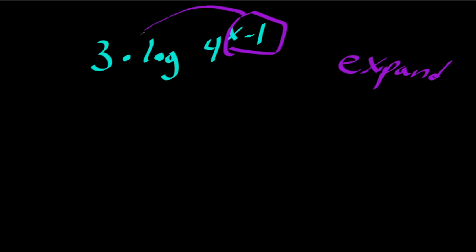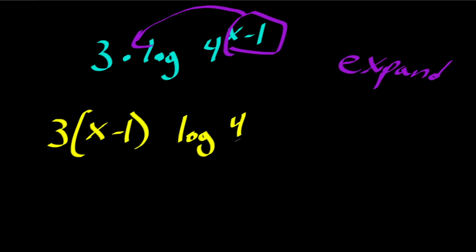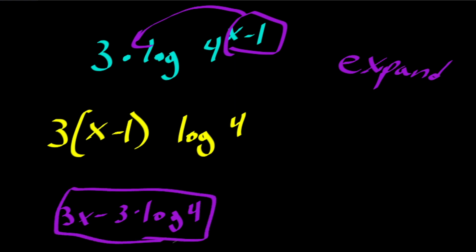So you would move this to the front and multiply it. However, you would have to notice something's already there being multiplied. So the way you would write this is 3 times, or 3 parentheses, x minus 1 log of 4, which means you would have to distribute this. So you would say 3x minus 3 times log of 4. And that would be how we expand it out.